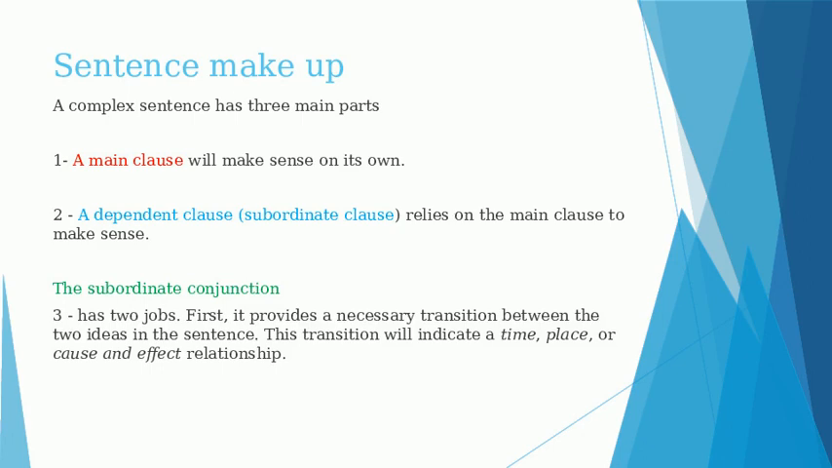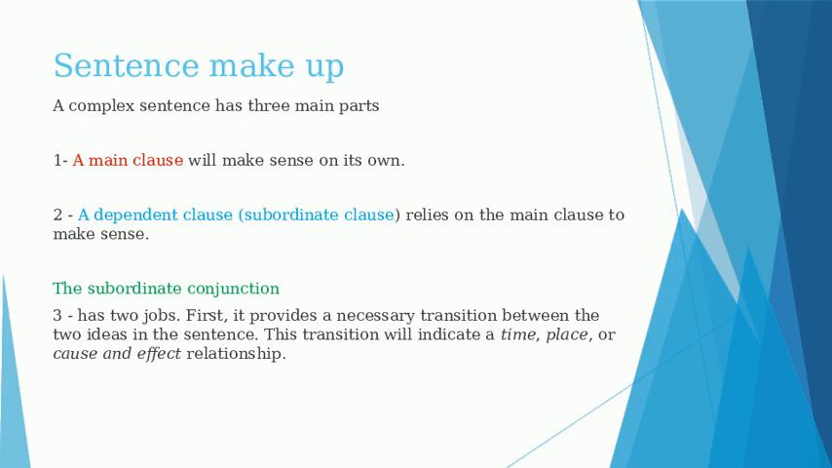Let's have a look at the sentence makeup. Okay, so far we've had a look at the definition. Now we're going to look at how we break it down. The complex sentence has three main parts: a main clause, a dependent clause, and a subordinate conjunction. A main clause will make sense on its own. A dependent clause relies on the main clause to make sense. And the subordinate conjunction has two jobs.